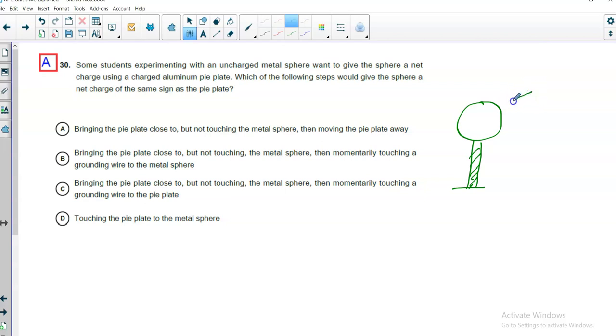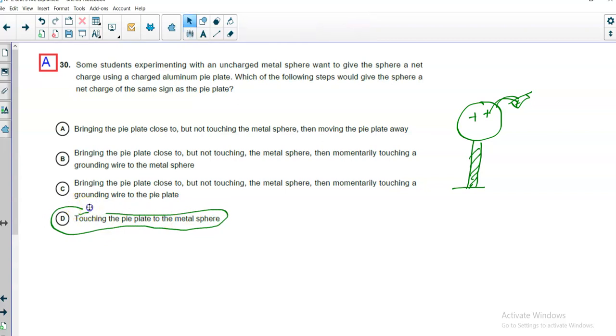and if you bring this pie plate, side view, up, and it's got, say, positive charge, when you touch it, some of its positive will come over here, and then if you remove it, so contact would work. Let's see. Bring the pie plate close to, but not touching. I would just go with D, touching the pie plate to it. That should do it. Everything else is induction and is going to charge at the opposite sign that you want.